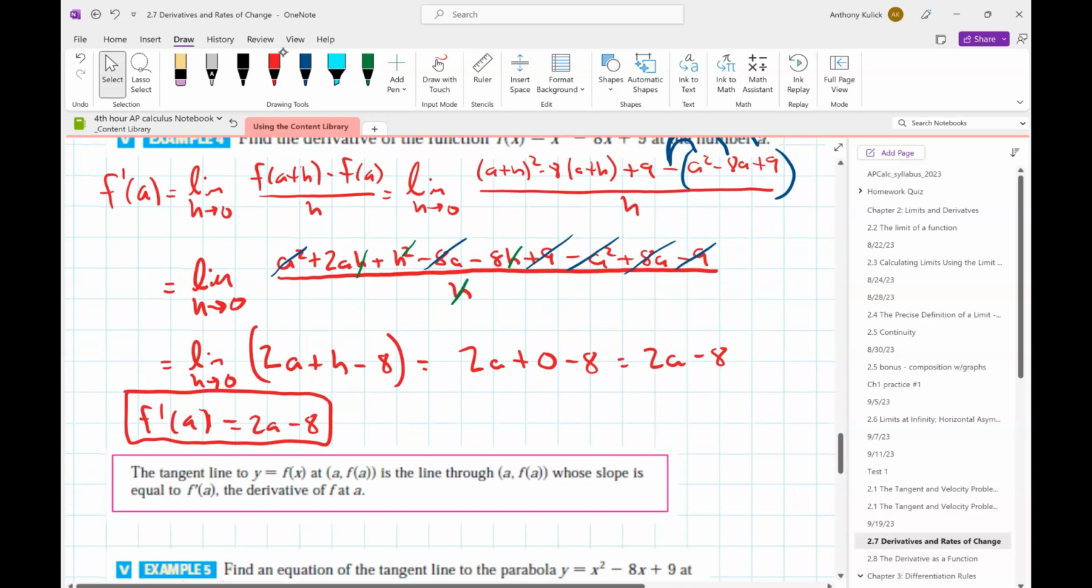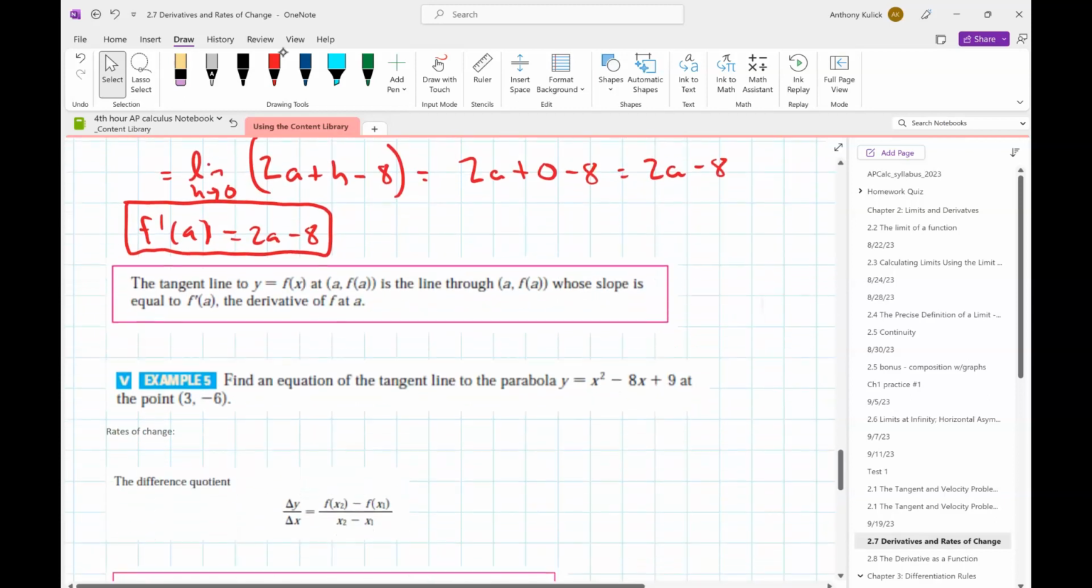So the tangent line to f of x at the point a comma f of a is the line through a comma f of a whose slope is equal to the derivative of f evaluated at a. That the slope of the tangent line is equivalent to the derivative at that point. Cool? That's our big takeaway.